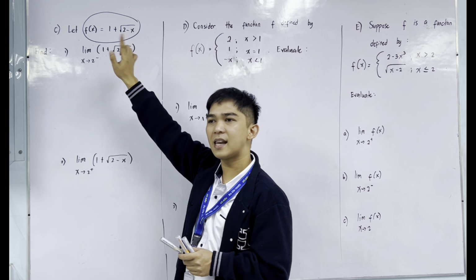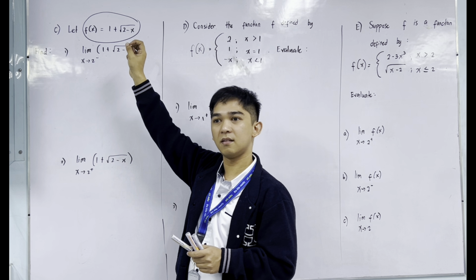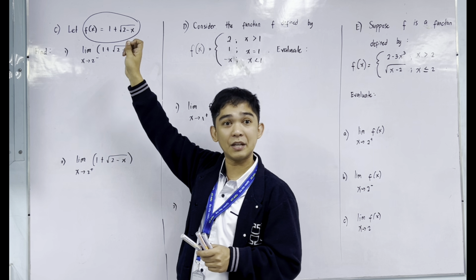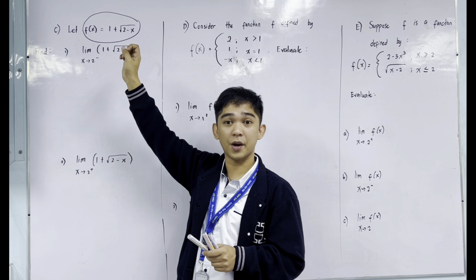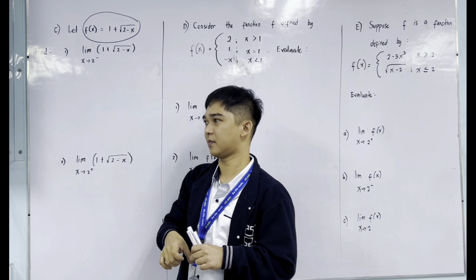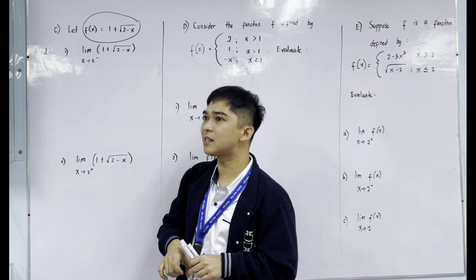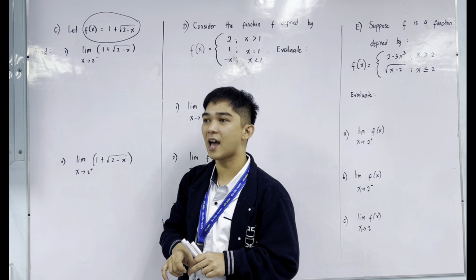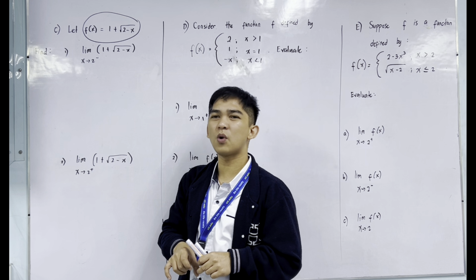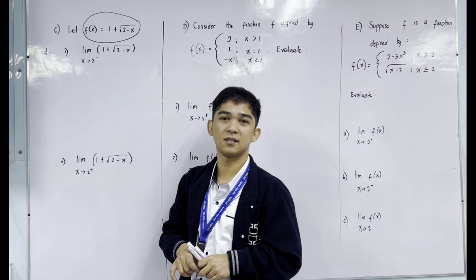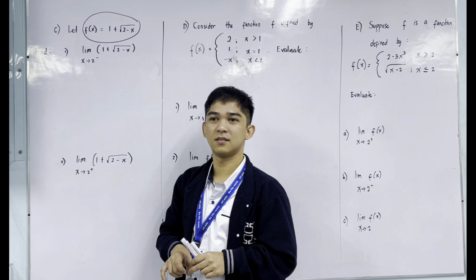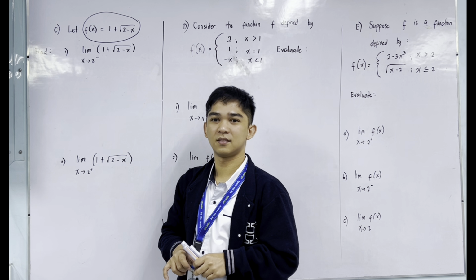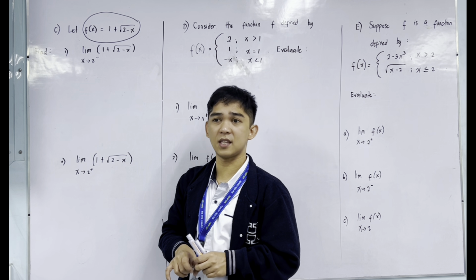Now, sa radical, ano ang bawal? Negative inside the square root, radical sign. If bawal si negative sa loob ng square root or the radical sign, paano natin makukuha ang domain niya? So, paano natin kinukuha ang domain pag radical?